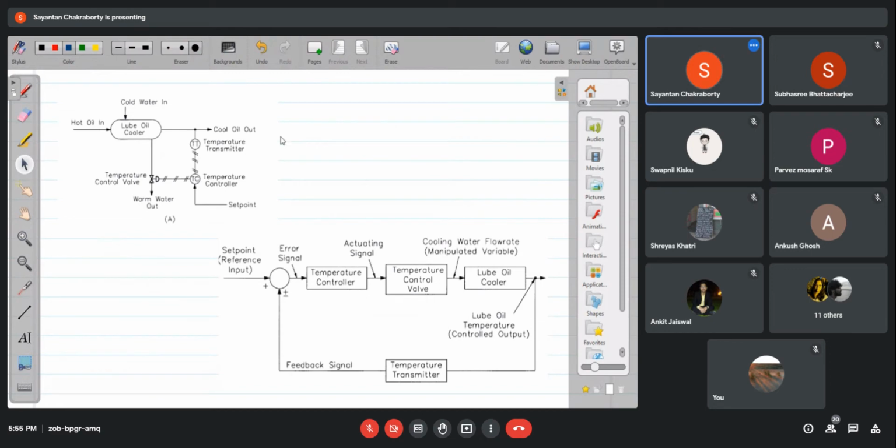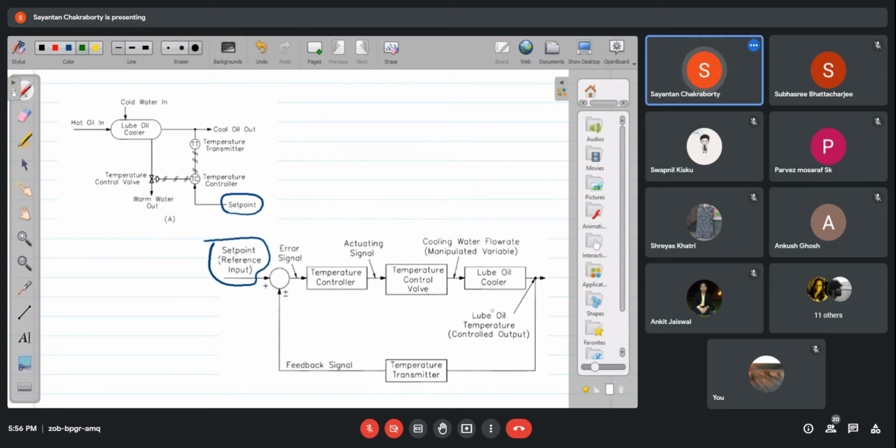Now, let me just connect this thing. This is a set point. This is a reference of the set point. I'm just drawing the process control block diagram, the equivalent block diagram. This is the set point. Now, the set point requires the feedback signal.